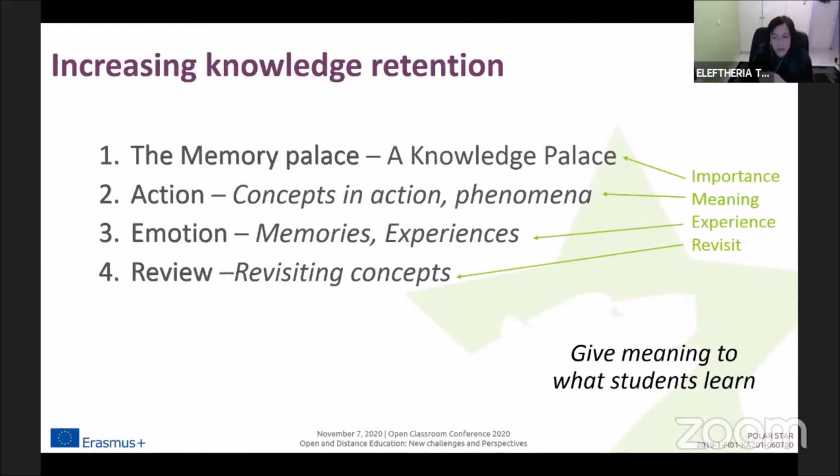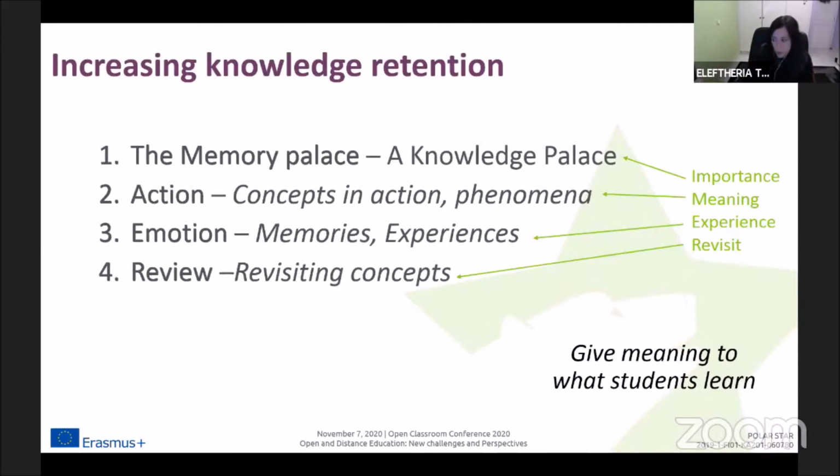And we have to keep revisiting the same concepts in order to increase knowledge retention. These are the four keywords, the four things that we want to do in order to increase knowledge retention. And we're using a memory trick that comes to us from ancient Greece, which has 4 steps: creating a memory palace and storing memories using action and emotion and reviewing everything. So we're using this trick to accommodate the 4 things that we need in order to increase knowledge retention.